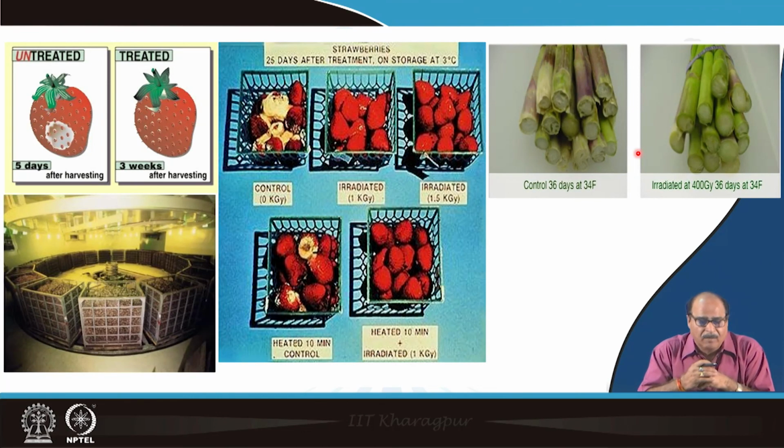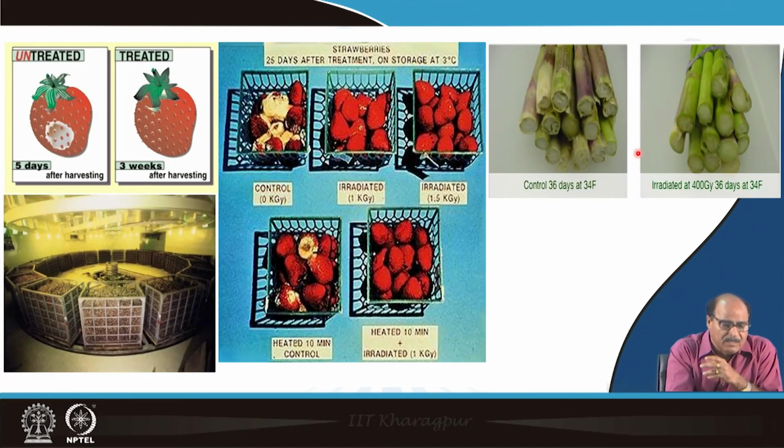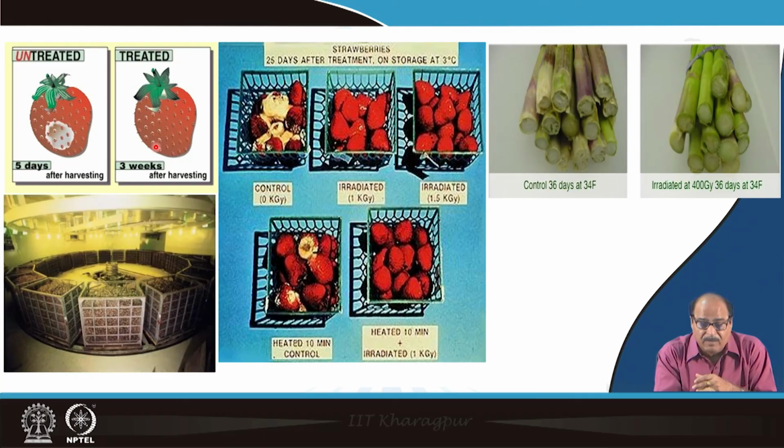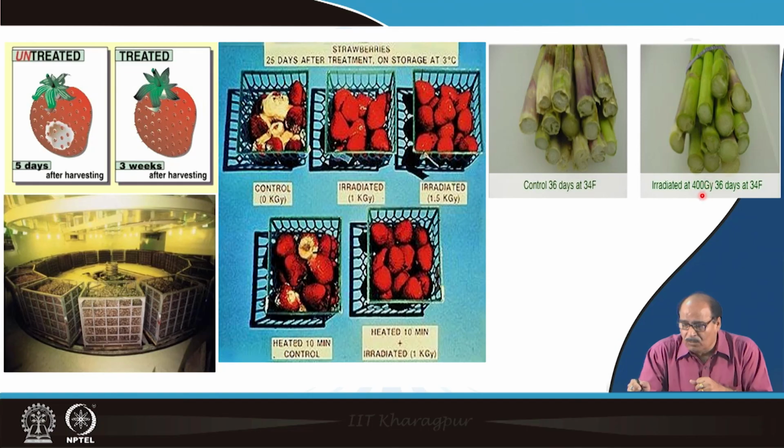These are some pictures of irradiated strawberries. You can see after harvesting, 5 days after harvesting and 3 weeks after, untreated and irradiated. Strawberries 25 days after treatment and storage at 3 degrees, where this is the control, no irradiation, irradiated 1 kGy and irradiated 1.5 kGy. So, these are sugarcane sticks, the control at 36 days at 34 degrees Fahrenheit, and irradiated with 400 gray and 36 days at 34 degrees Fahrenheit. You can see the difference.